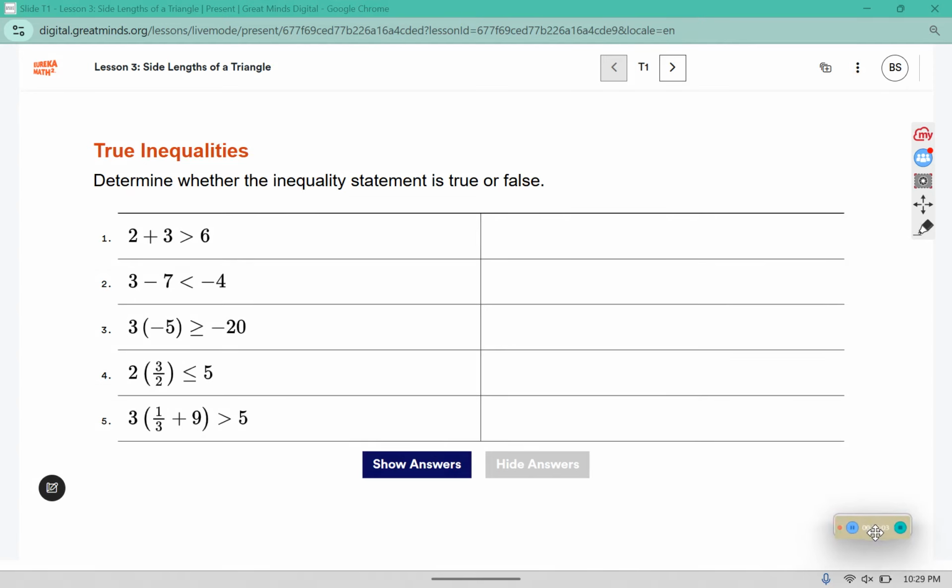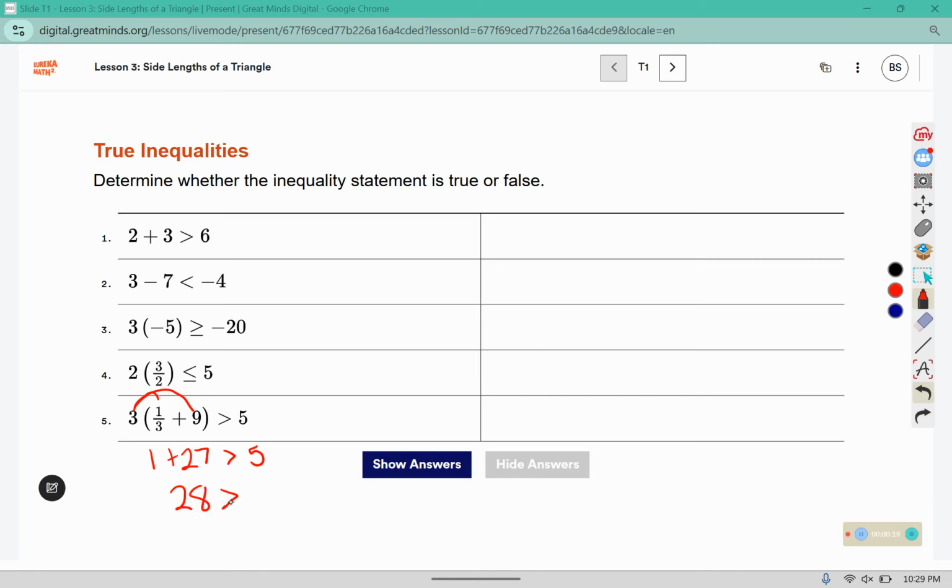Determine whether the inequality statement is true or false. We'll start down here. 3 times 1/3 is 1. 3 times 9 is 27. Well, 1 plus 27 is 28. And 28 is greater than 5, so this is true.